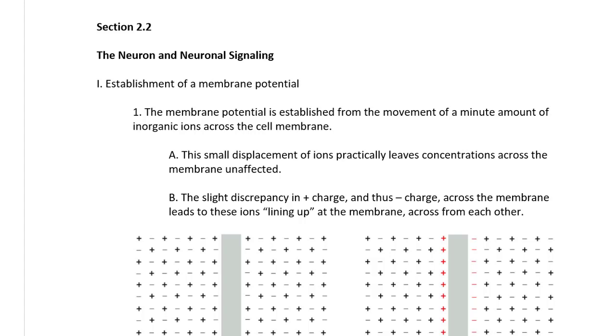The membrane potential is established from the movement of a minute amount of inorganic ions across the cell membrane. So inorganic ions would be sodium, potassium, Cl-, calcium, magnesium. This small displacement of ions practically leaves concentrations across a membrane unaffected. So again, going back to what I said earlier, the concentrations of these ions across the cell membrane are not going to change. We do not have to worry about those concentration gradients, those chemical gradients, changing over time.